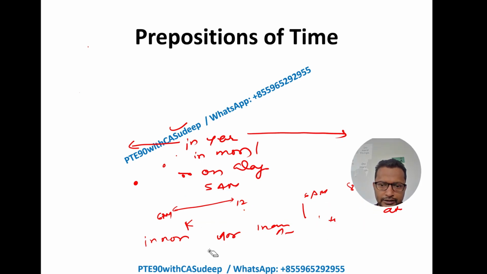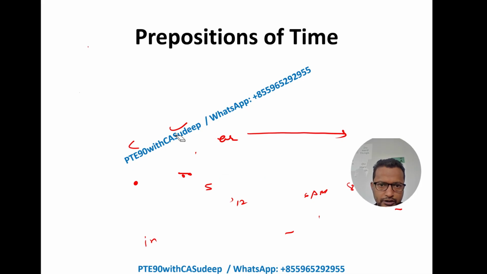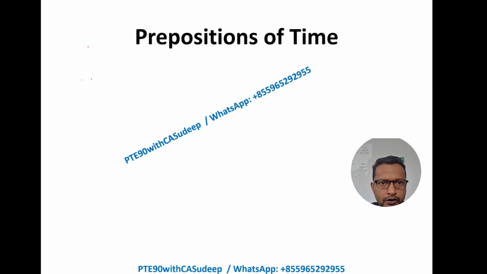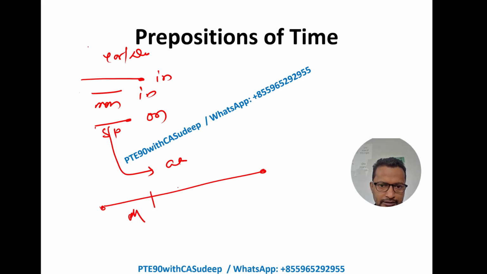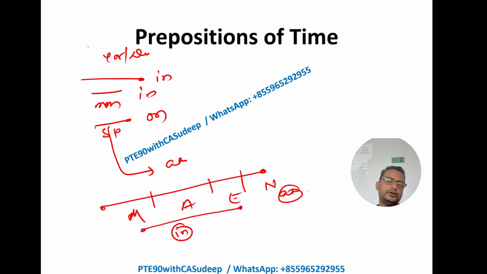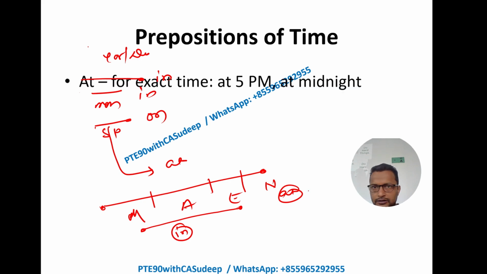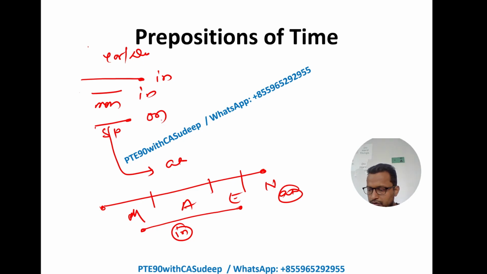Let us sum up so that it will be easy for you to understand and you will not forget. To sum up: long period, "in", year, decade. Long period, month, "in". Day, short period, "on". Particular point of the day, "at". And if you consider one day, within the day there will be morning, afternoon, evening, and then night. So morning, afternoon, or evening, "in"; night, "at". If you remember this, you will never make mistakes. Okay, so let's move to the other concept.